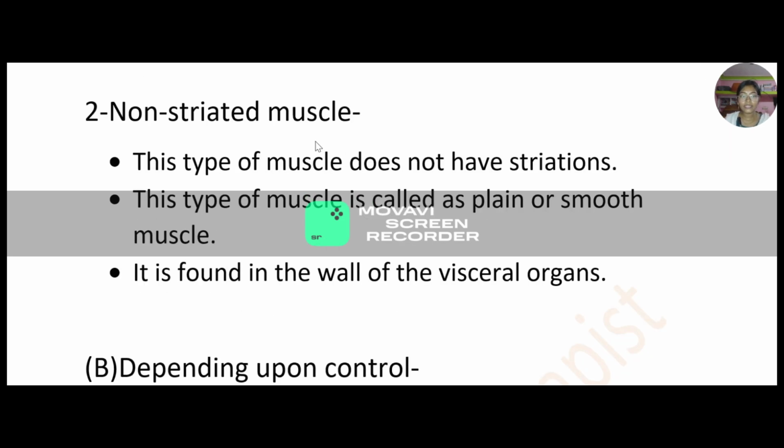The next type is non-striated muscle. From the name non-striated, that means absence. The striations are absent in this type of muscle, so this type of muscle does not have any striations. This type of muscle is called plain or smooth muscle. It is found in the wall of the visceral organs. Basically, this type of muscle is found in the viscera of the body.